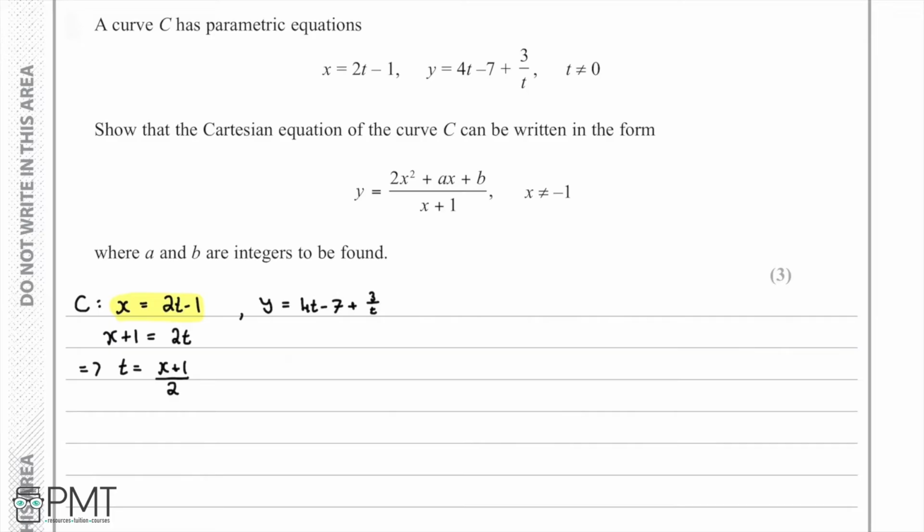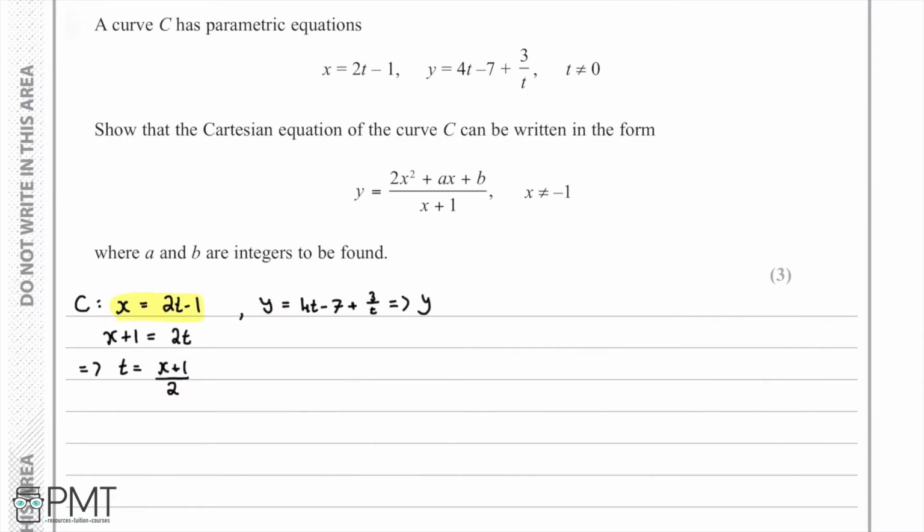So how do we know to do this? Well, our end goal is something which is in terms of x, and it's going to be equal to y. So we see we have y here, and we have t's here, but we know that we also have t equal to something in terms of x. So if we substitute this into this equation here, that will then mean we have an expression for y in terms of x. So we can do that as follows.